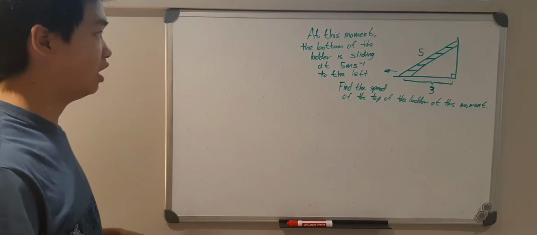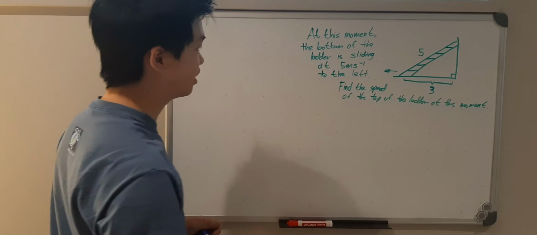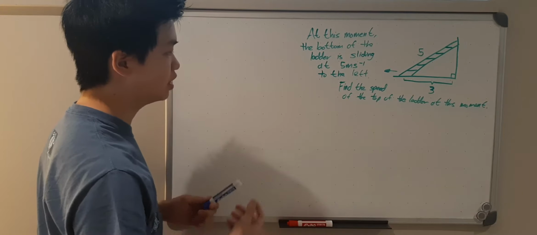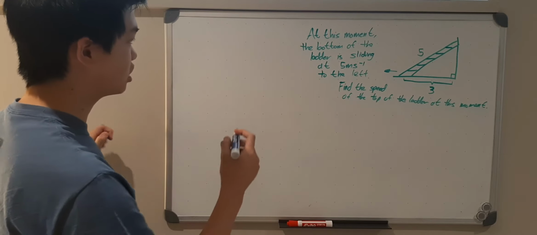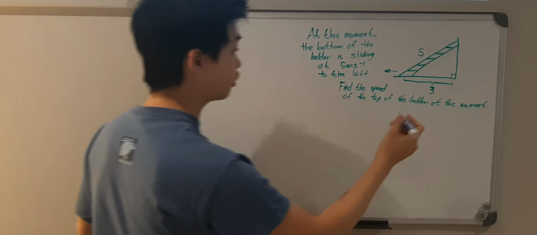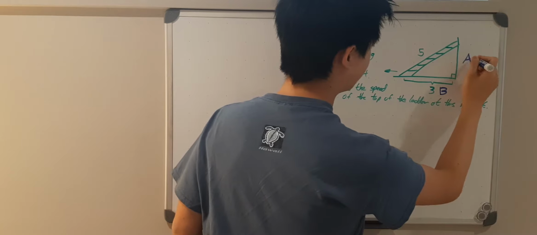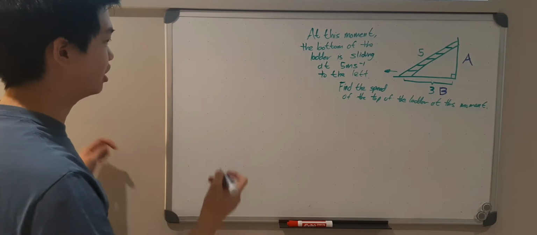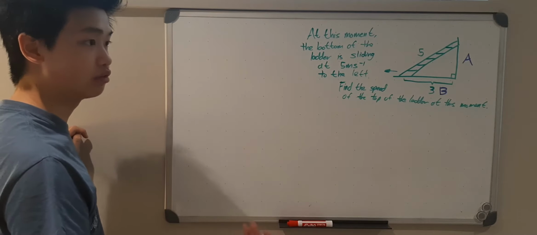Hello. So at this moment, the bottom of the ladder is sliding at 5 meters per second to the left, and we have to find the speed of the top of the ladder at this moment. Okay, so what this is telling us is that, let's call the bottom of the ladder length B, and we'll call the height of the ladder A. So what it's telling us essentially is the rate of the bottom of the ladder with respect to time.